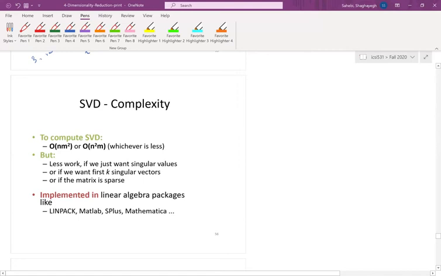So calculating SVD is a little bit complex. It's usually an order of n multiplied by m squared or n squared multiplied by m, depending on which side is larger.